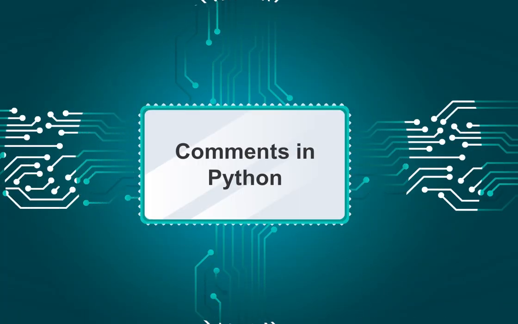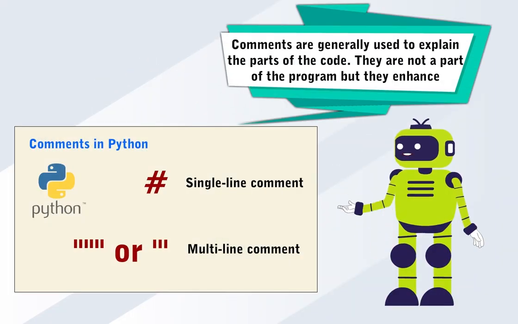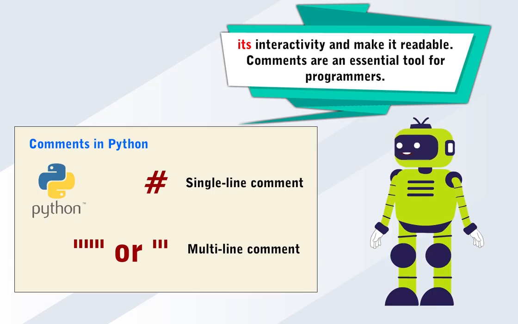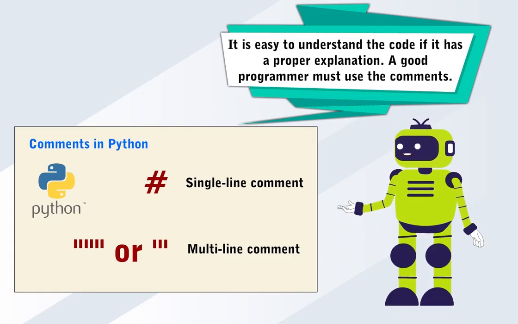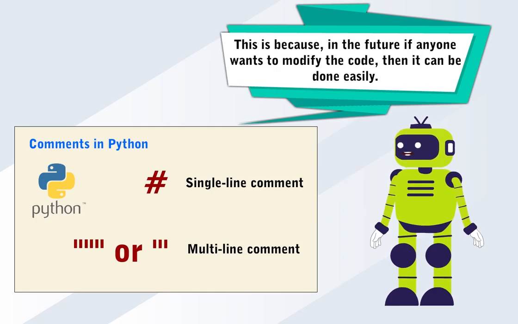Comments in Python. Comments are generally used to explain the parts of the code. They are not a part of the program, but they enhance its interactivity and make it readable. Comments are an essential tool for programmers. It is easy to understand the code if it has a proper explanation. A good programmer must use the comments. This is because in the future, if anyone wants to modify the code, then it can be done easily.